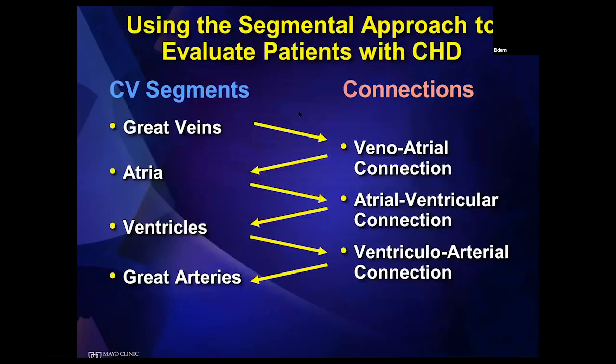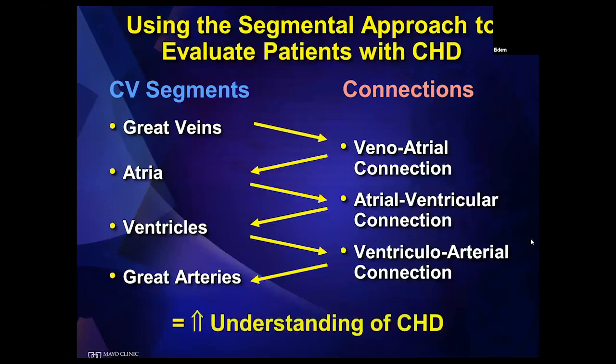So as we evaluate patients with congenital heart disease, it's very important to use the segmental approach, looking at the cardiovascular segments as well as the connections, starting with the great veins to the veno-atrial connection, to the atria, to our atrioventricular connection, to the ventricles, and finally the ventricular arterial connection with its connection to the great arteries. With that, we certainly appreciate our congenital heart disease anatomy much more, and we're much less likely to miss any associated abnormalities of the cardiovascular anatomy when we do this systematic approach.